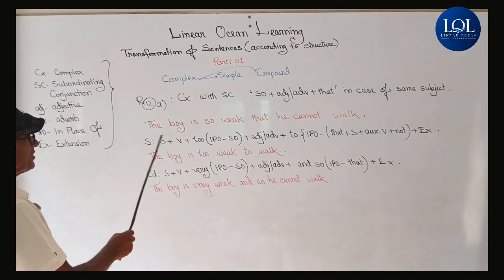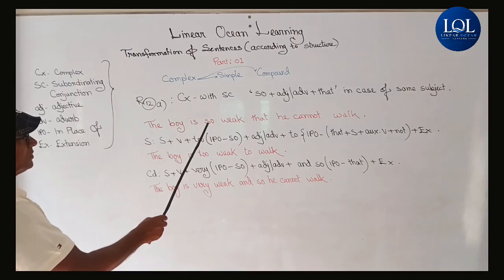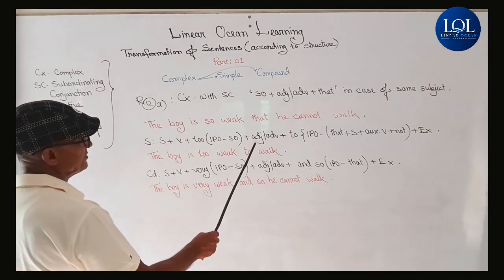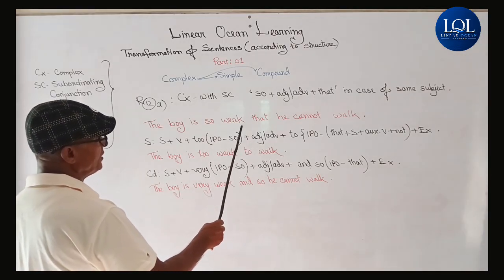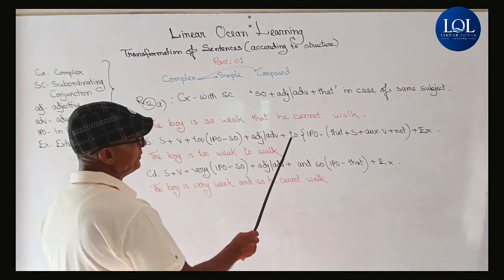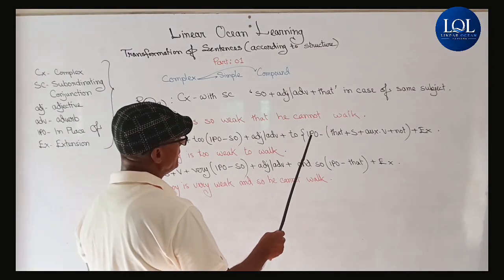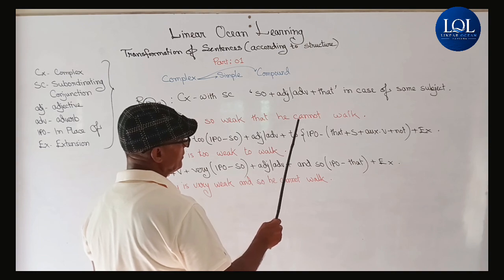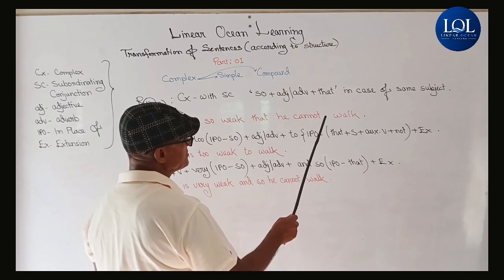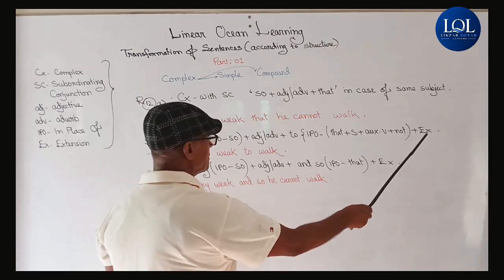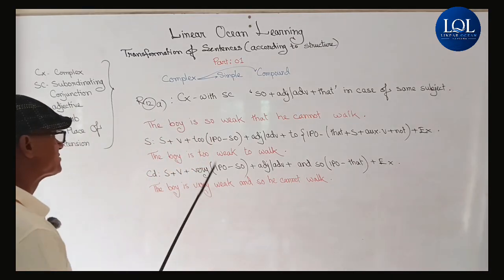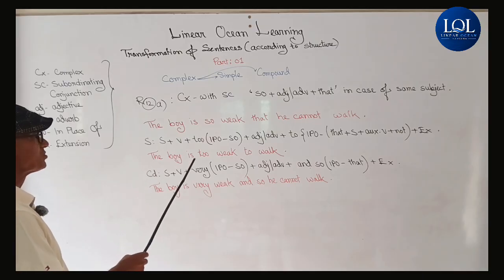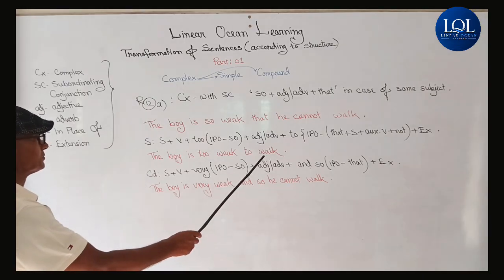Subject, the boy is the subject here, verb is, in place of so it will be to, plus adjective or adverb. The word weak here is an adjective. Then to IPO, that means in place of that, plus subject plus auxiliary verb plus not plus extension. If we follow the structure, the simple sentence we will get is: the boy is too weak to walk.